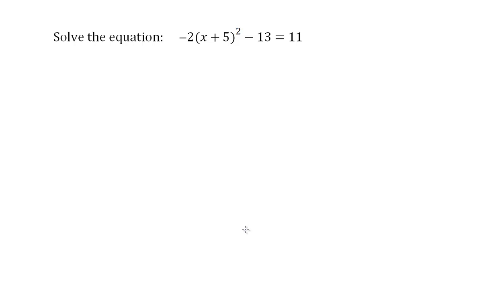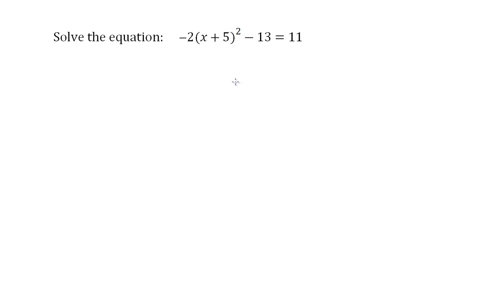Let's take a look at how to solve the following quadratic equation using the square root property. We want to solve the equation -2 times the quantity x plus 5 squared minus 13 equals 11.